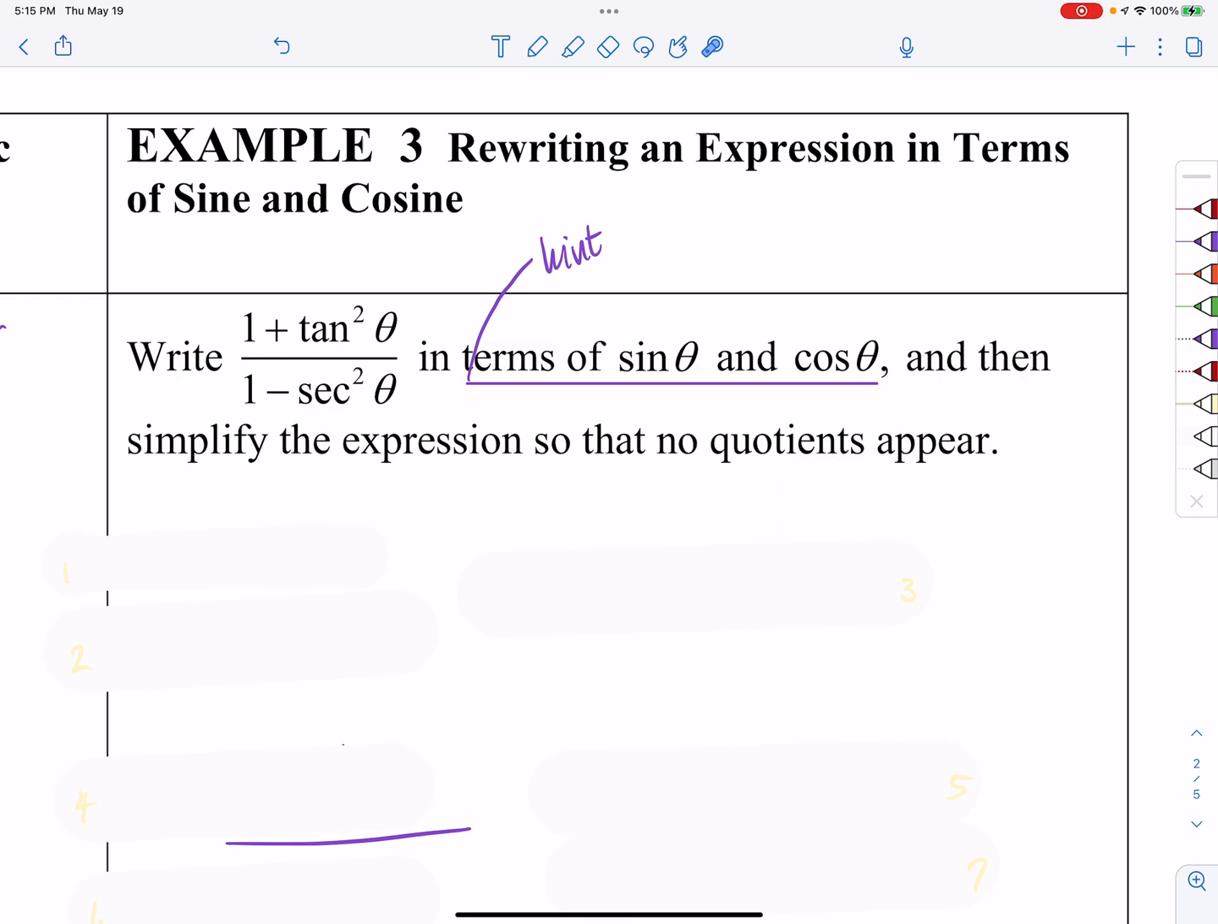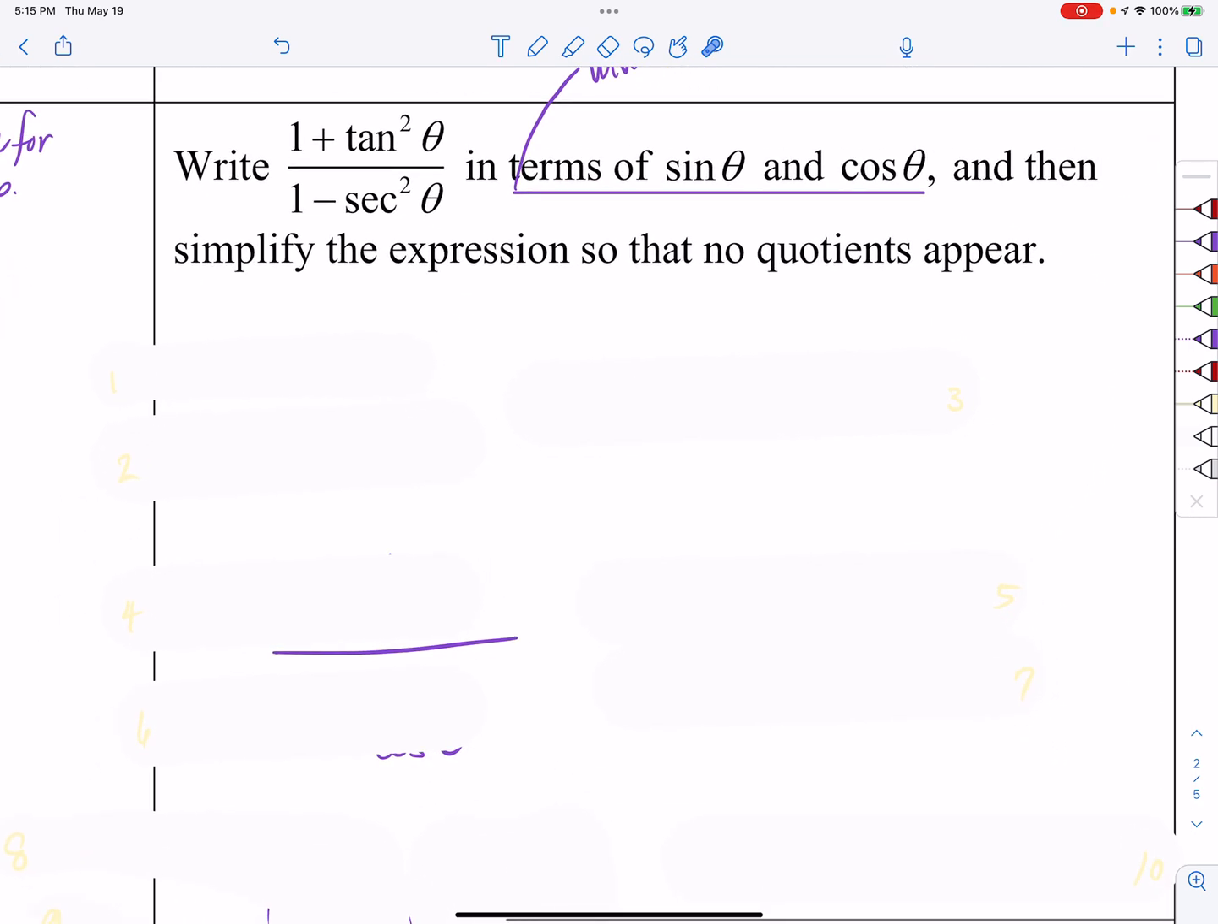So just pay attention to the instructions when it says things like this. All right, so here we go. And by the way, it does say simplify so that no quotients appear. We don't want any kind of fractions remaining. All right, so let's pick this apart. Notice that up on top, 1 plus tangent squared, this is one of our Pythagorean identities. So let's substitute what it equals. That's the same thing as secant squared.